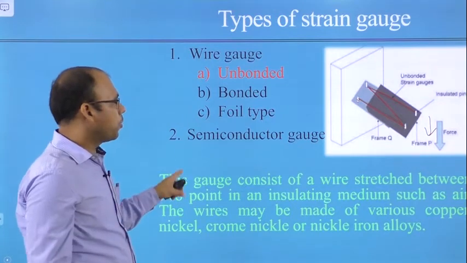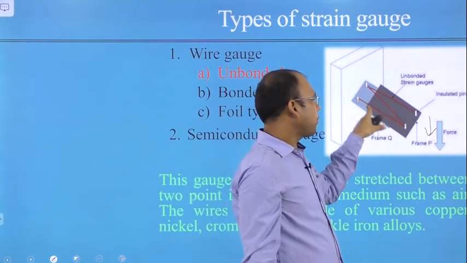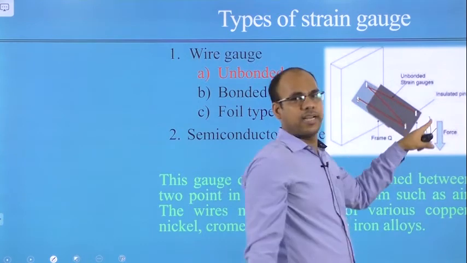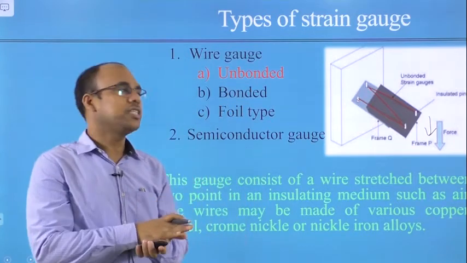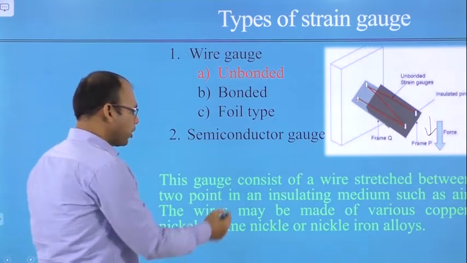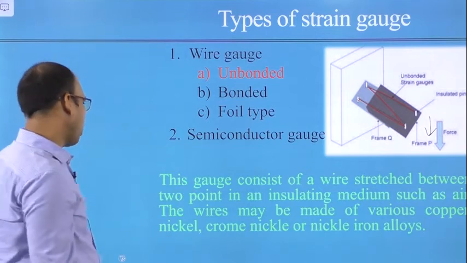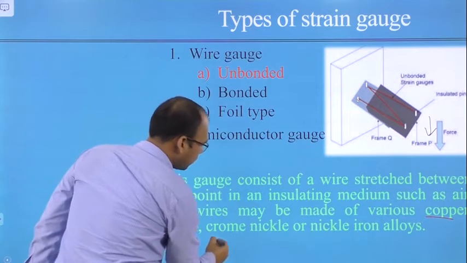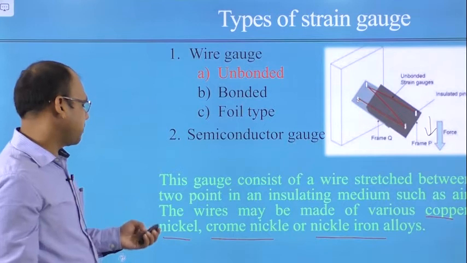So this is called unbonded because wherever it is applied, it is just a stretch through some pinpoints. It is not fixed on the surface of any material, right? So it is stretched between 2 points, and an insulating medium such as air. The wire may be made of copper, nickel, chrome nickel, or nickel iron alloy. It is made of these things, right?